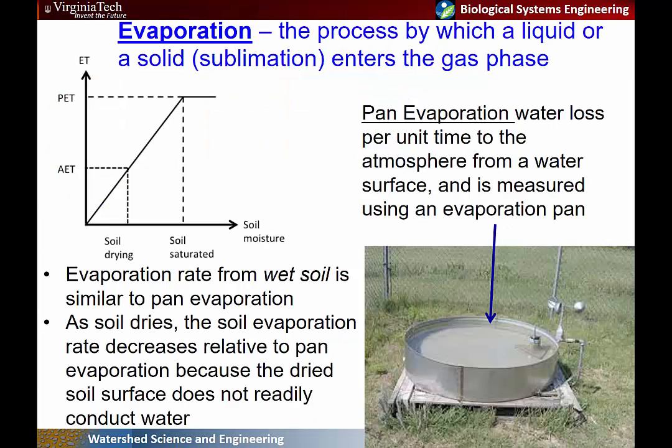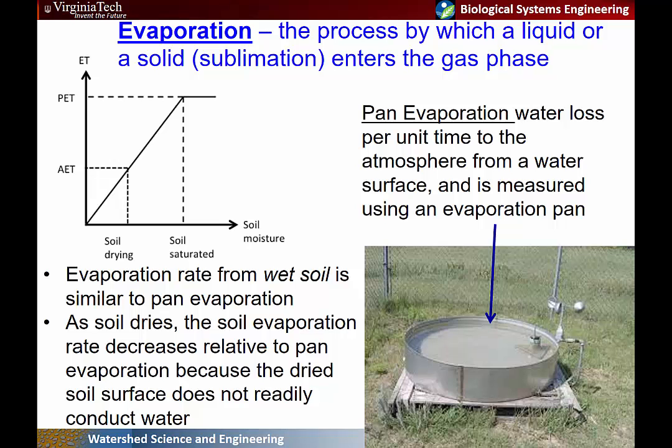So what is evapotranspiration? Evapotranspiration really has two components. The first component is evaporation. Evaporation is the process by which liquid water or solid water, snow, is removed from the soil or surface and enters the atmosphere, or the gas phase. Generally, we're not too concerned about sublimation in terms of agroecosystem productivity, but we're concerned about liquid water movement in the gas phase. And so evaporation is measured a couple different ways.